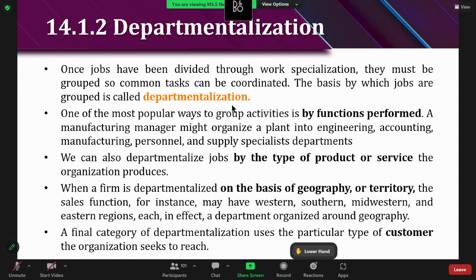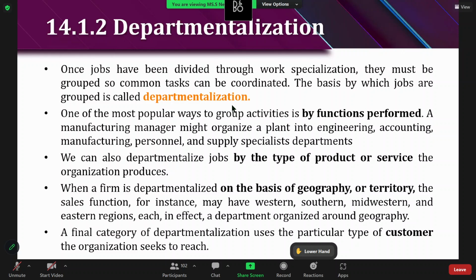Another type of departmentalizing the job is by product and services. If the organization has more than one product, maybe producing 5 different product categories, we can departmentalize the entire organization based on the product or service they offer. For example, a commercial bank can departmentalize itself into savings accounts, fixed accounts, loan facilities, and leasing facilities, based on the services they are offering.